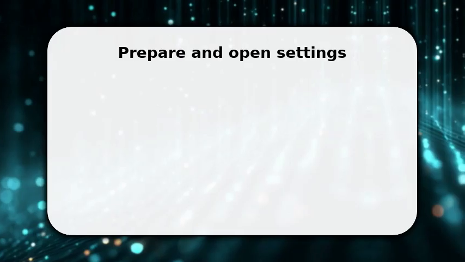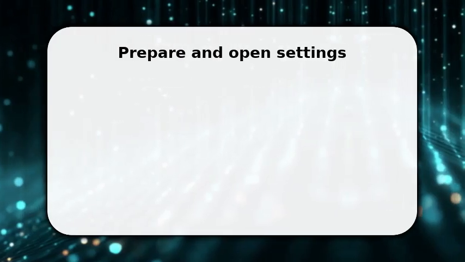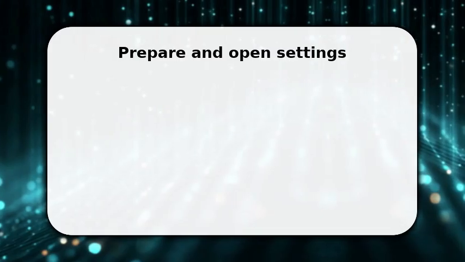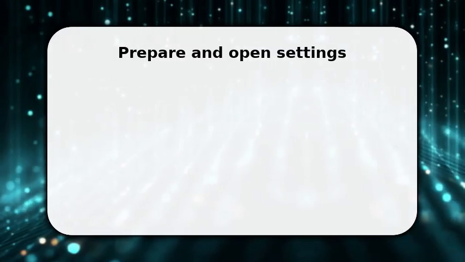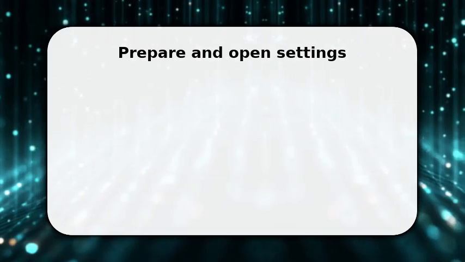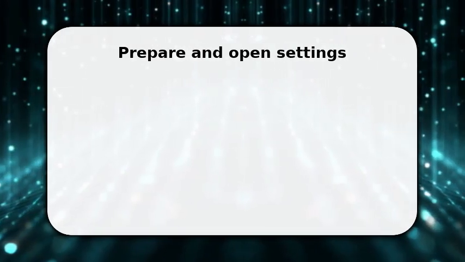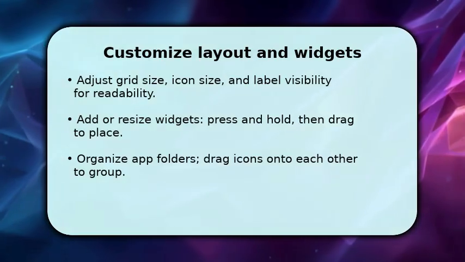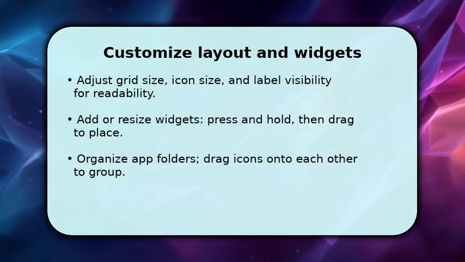Next, open Settings and navigate to the Display or Home Screen section. This is where you control grids, widgets, and icon behavior. Begin by selecting the home screen option labeled Layout, Grid, or Customize so the live preview loads immediately. Now you'll perform the detailed work of rearranging and customizing.